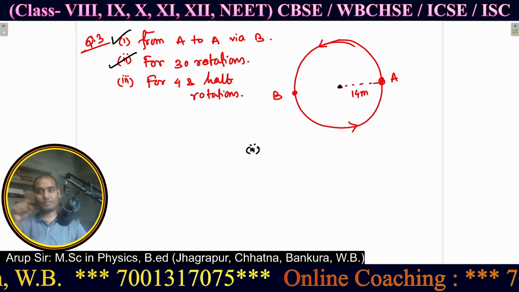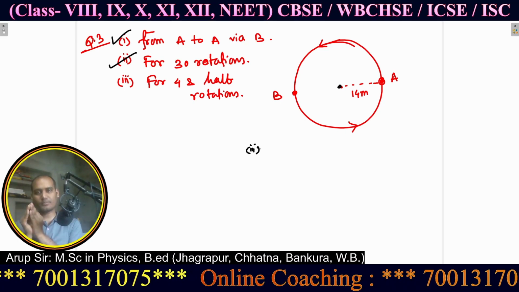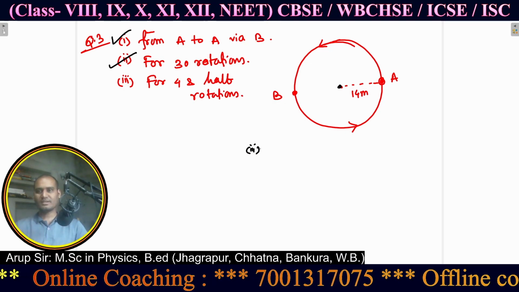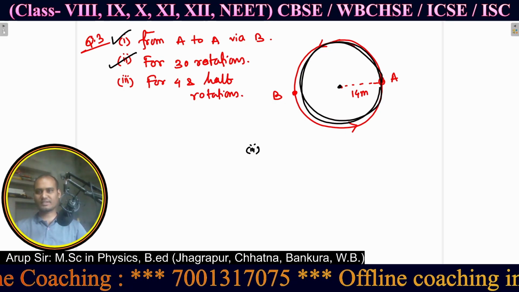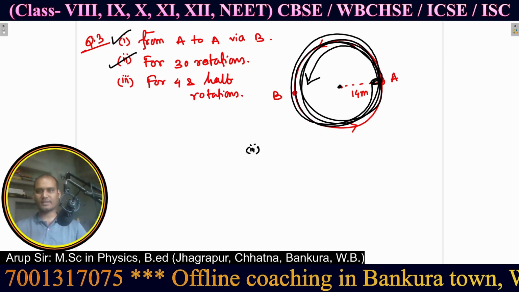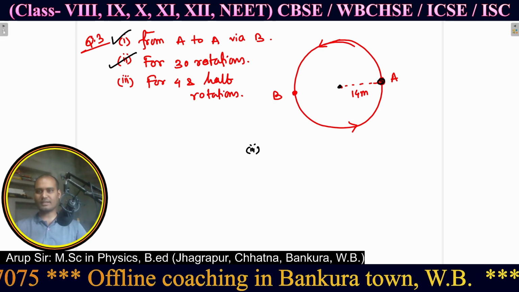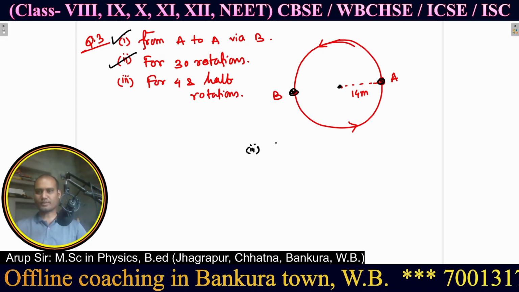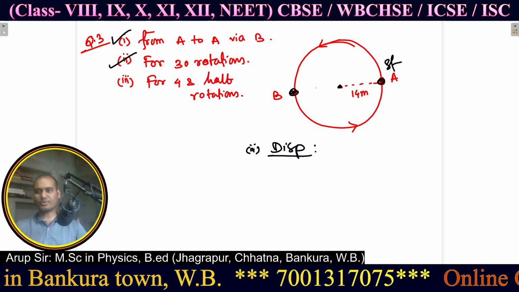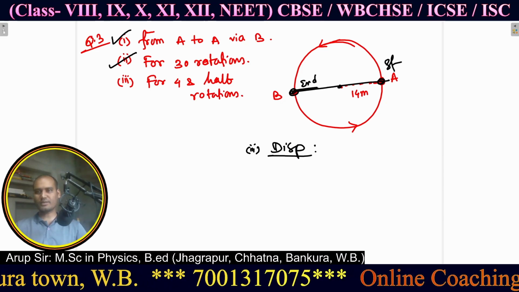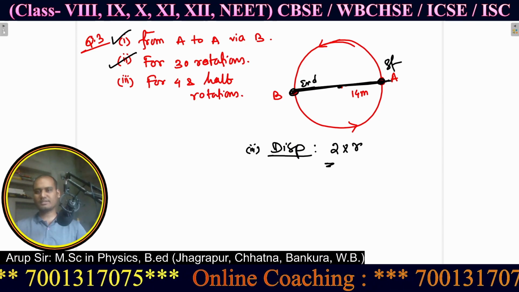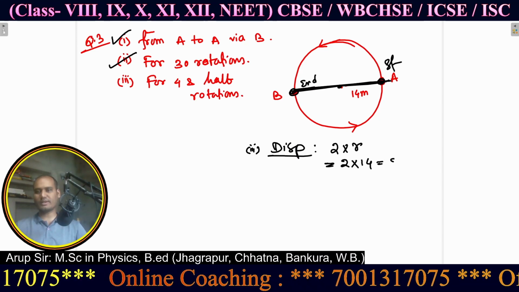4.5 means 4 complete rotations. So for 4 complete rotations displacement is 0. Displacement means initial and final point will be same. Now 1 rotation, 2 rotation, 3 rotation, 4 rotation, and after 4 rotations it is again going half path. Half path means it is moving just from A to B. So for displacement, what will be the answer? This was the starting point, this is the end point. So starting to end point distance is the diameter. So displacement will be 2 into r, means 2 into 14, this will give you 28 meter.